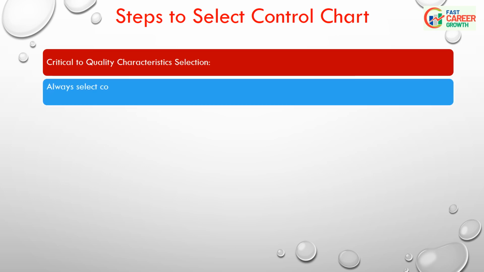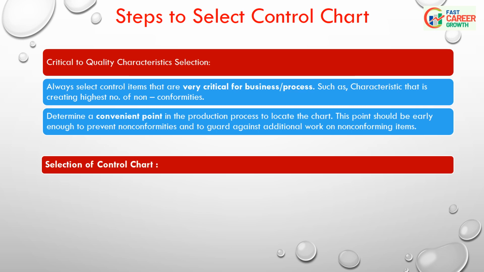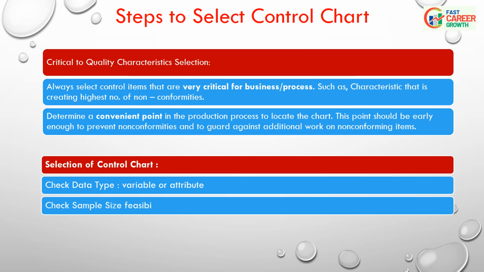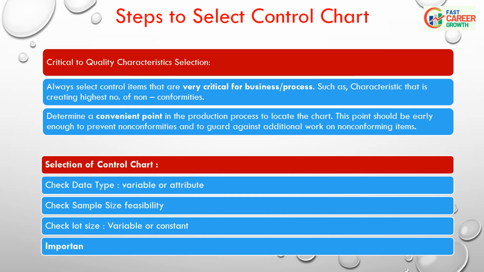Second step is selection of control chart. Here you have to check data type, which may be variable or attribute data. Then check sample size feasibility. Then check lot size, whether lot size is variable or constant. Important note, control chart creation is based on the normal distribution and the central limit theorem.